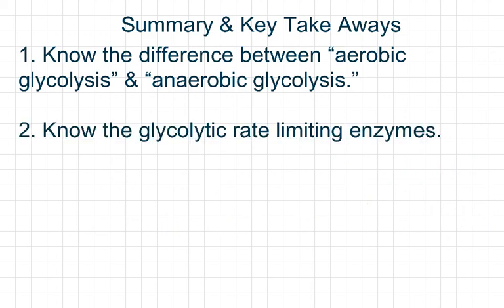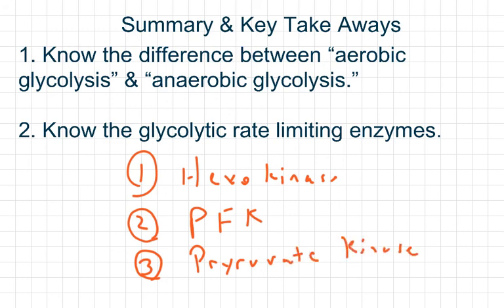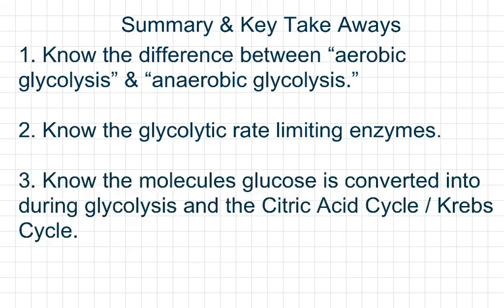Secondly, know the glycolytic rate-limiting enzymes. And again, these are hexokinase, PFK, or phosphofructokinase, and the third one is pyruvate kinase. We do talk about the enzyme aldolase, but that is not a rate-limiting enzyme.